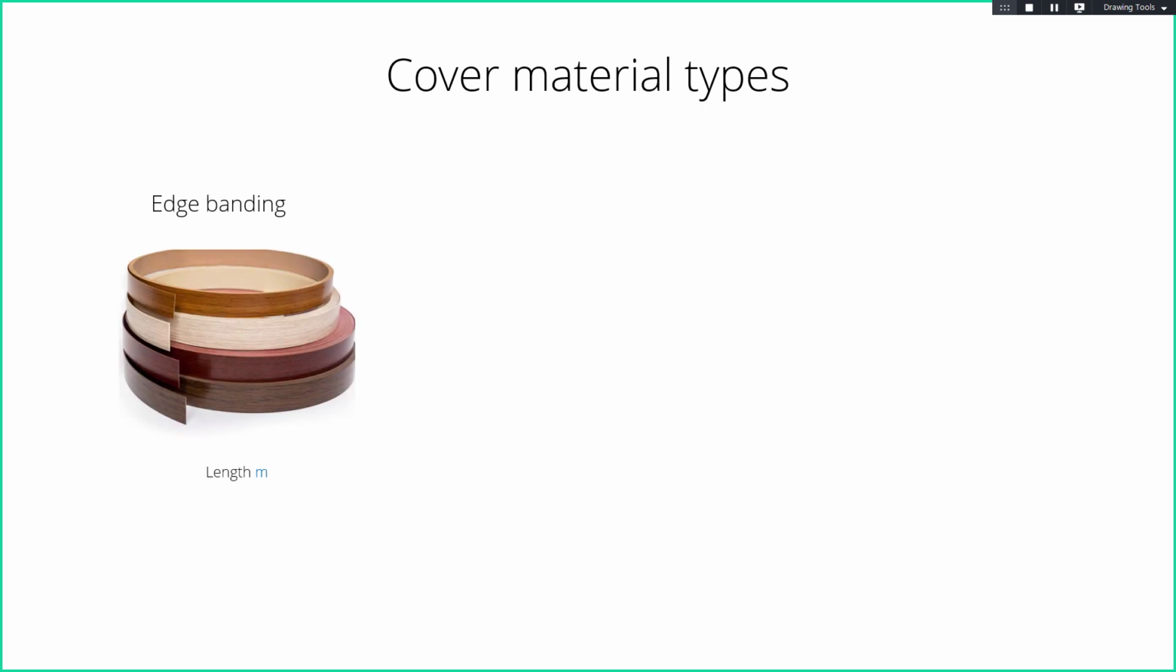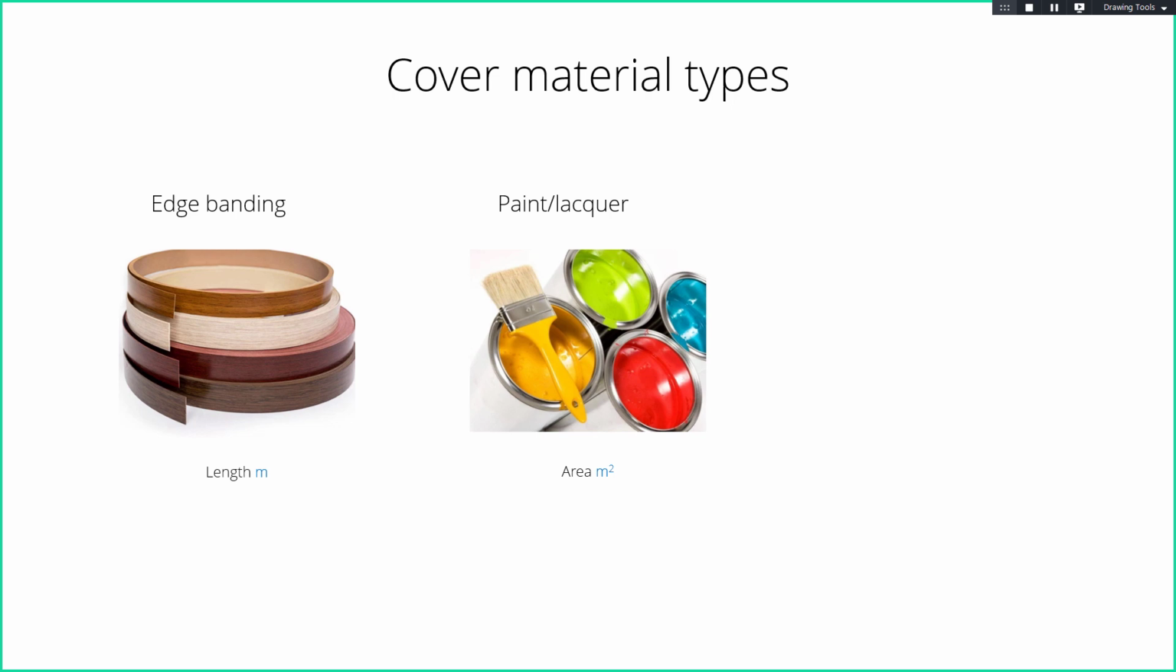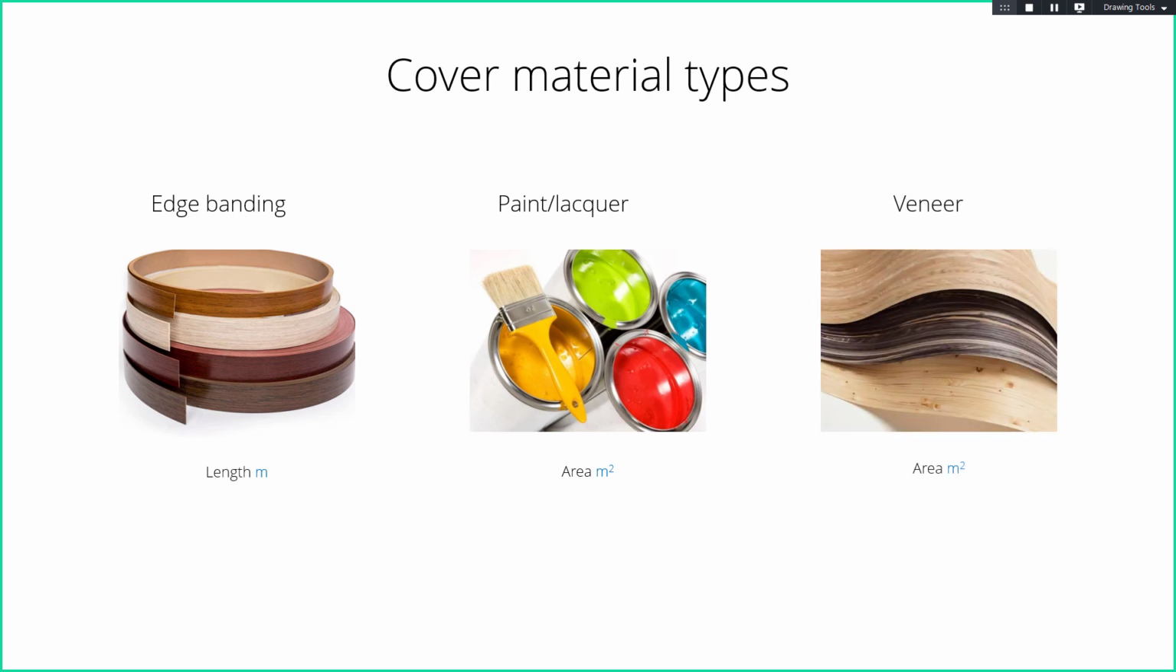The cover materials, what is that? We want to make our furniture look nice. Therefore all the naked edges must be covered with something. And we can do this using edge banding, paint or lacquer or varnish, so it depends. So everything that can be applied like a liquid cover material. And of course we can use veneers or laminates on the top.